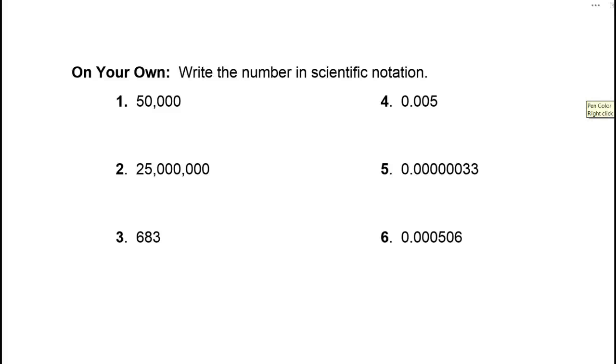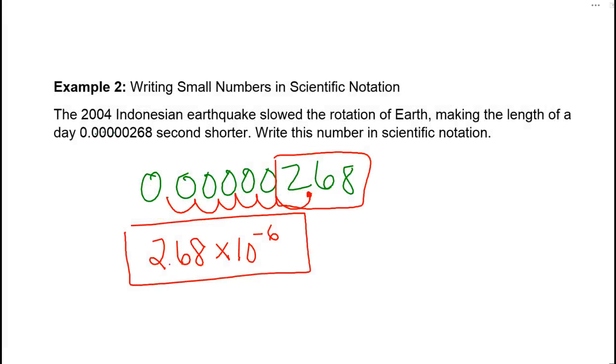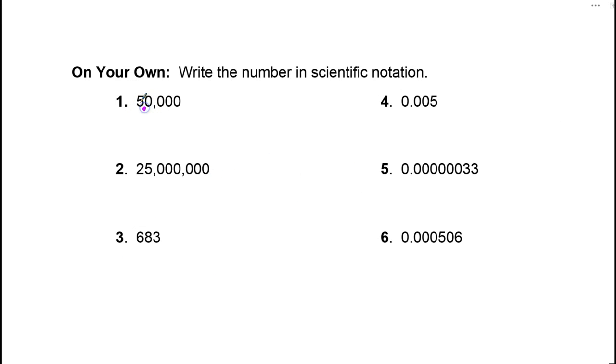All right, number 1, good grief. My decimal is between my 5 and my 0. Now you really only have to write 5, so this would be 5 times 10 to the 1, 2, 3, 4th power. Number 2, decimal goes between the 2 and the 5, so this is 2.5.